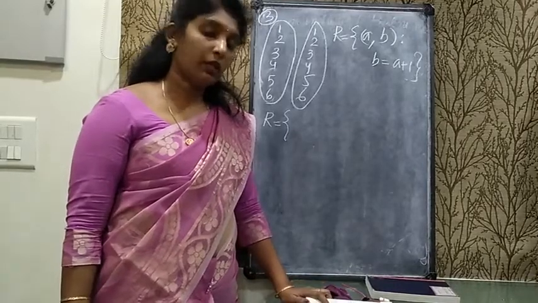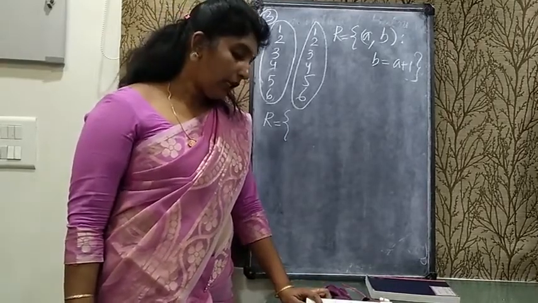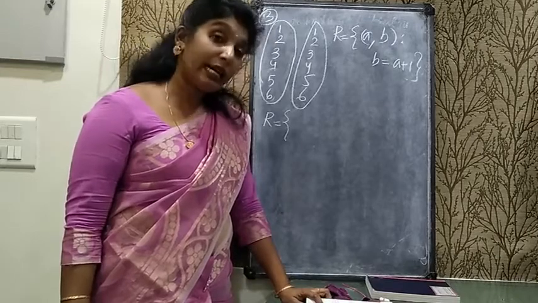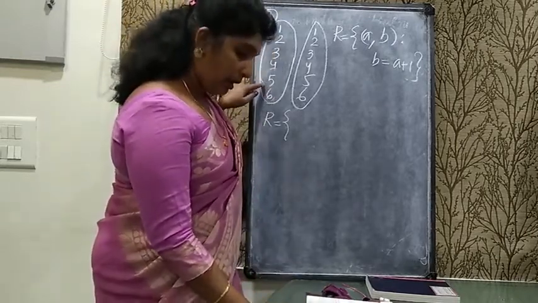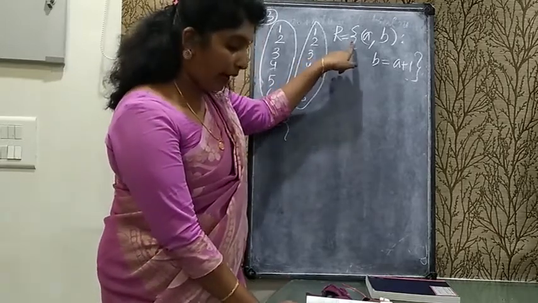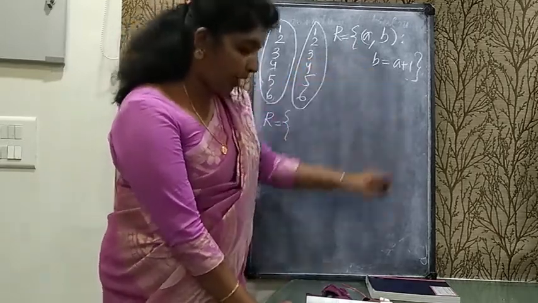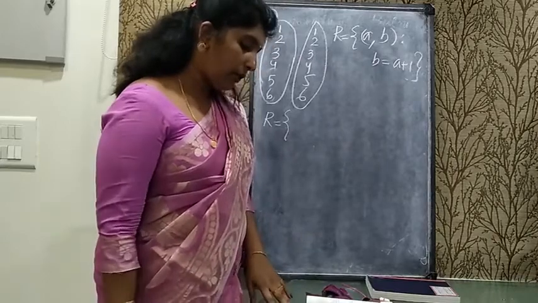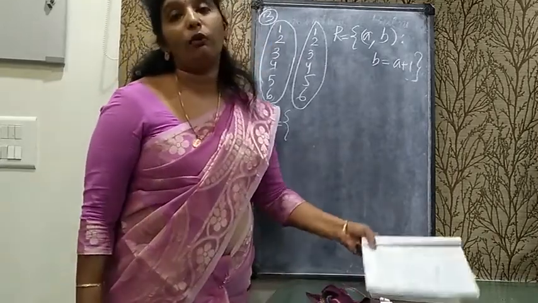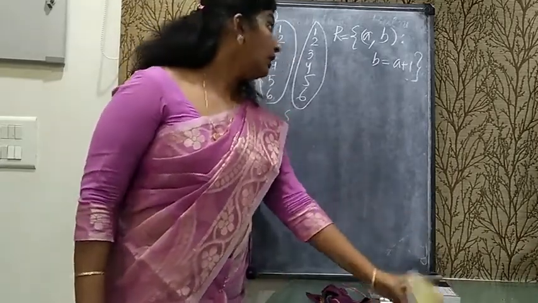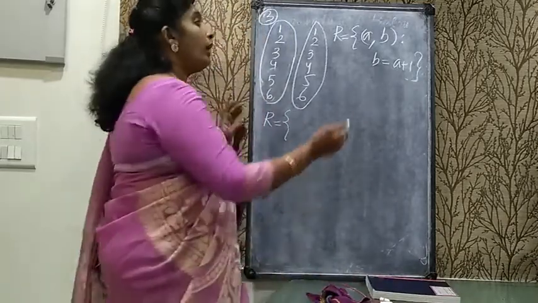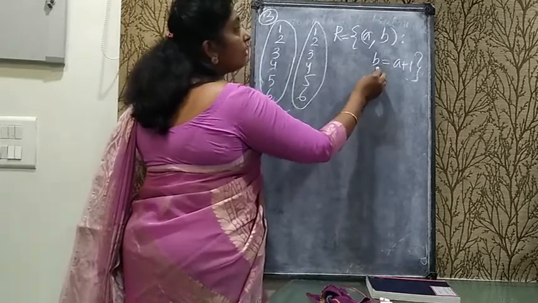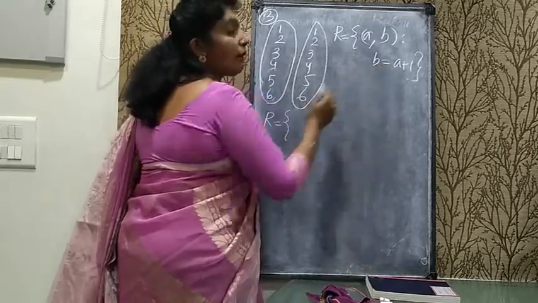Now the third question is, check whether the relation R defined in the set {1, 2, 3, 4, 5, 6} as R = {(a, b) : b = a + 1} is reflexive, symmetric or transitive. You have to check it. Here the set A is given as {1, 2, 3, 4, 5, 6} and we have to select the ordered pairs which satisfy this condition.